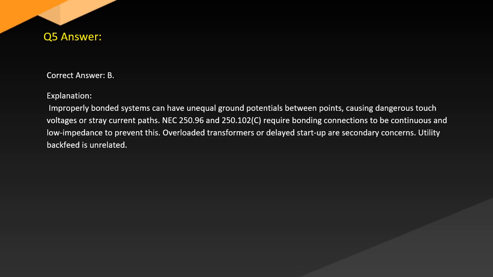Answer. Correct answer: B. Explanation. Improperly bonded systems can have unequal ground potentials between points, causing dangerous touch voltages or stray current paths. NEC 250.96 and 250.102(C) require bonding connections to be continuous and low impedance to prevent this. Overloaded transformers or delayed startup are secondary concerns. Utility backfeed is unrelated.